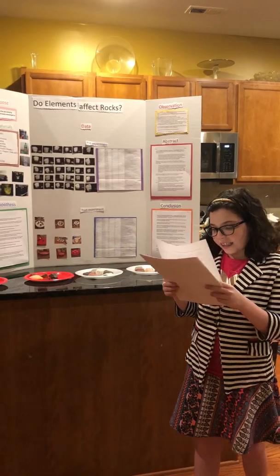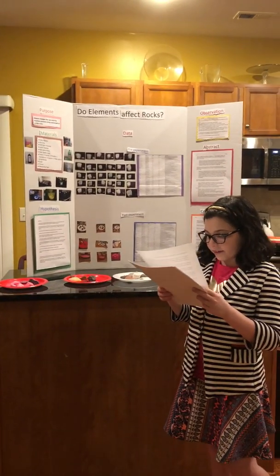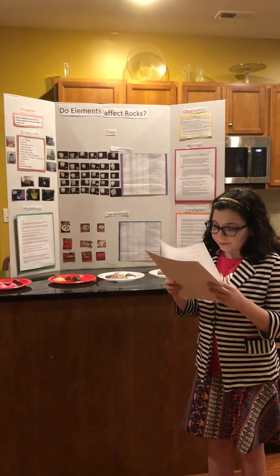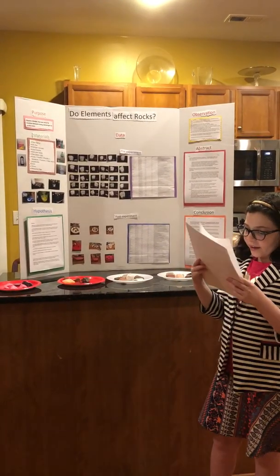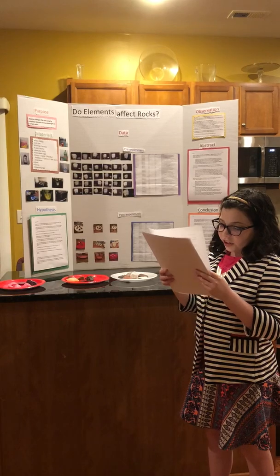Rhyolite and the hydrogen peroxide did not affect the rock except it made it glossy and smooth, which is what I predicted. So I was correct. Rhyolite and the chlorine affected the rock by making it gain weight and gain length. The texture and color stayed the same.